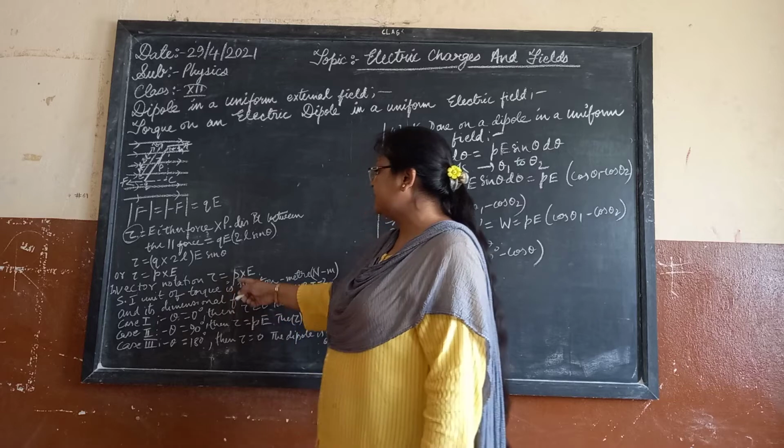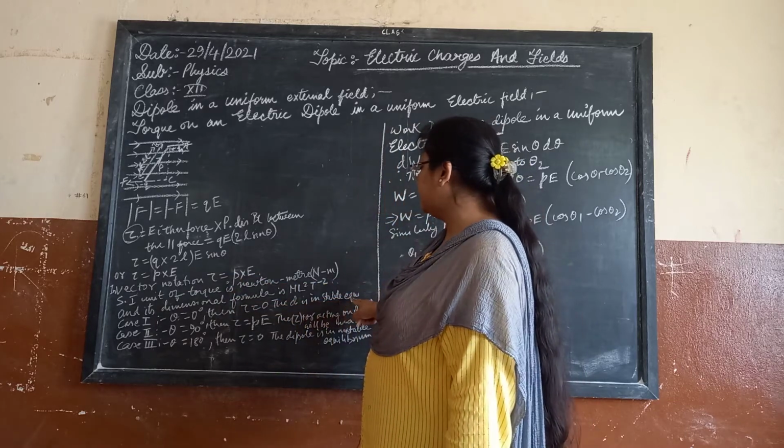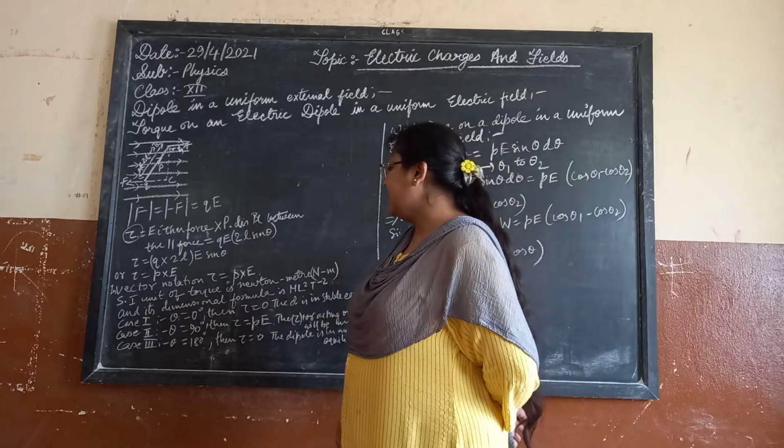If theta is 0 degree, tau will be 0, and the dipole moment is in stable equilibrium. So the dipole is in stable equilibrium itself. Clear? Then what will happen?